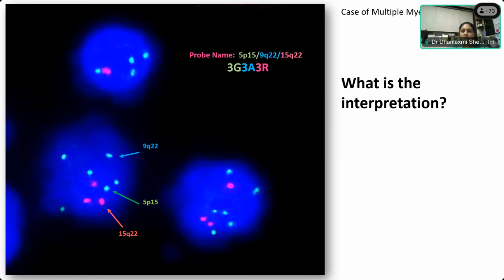Okay, so this is a case of multiple myeloma. As Dr. Mayur has already explained, these are plasma cell disorders. These are the plasma cells in this image. Here we have used a mixture of probes targeting chromosome 5, chromosome 9, and chromosome 15, with 5 colored green, 9 colored aqua, and 15 colored red. When you see this image of the cell, you can see several signal patterns, a mixture of the green, the aqua, and the red.